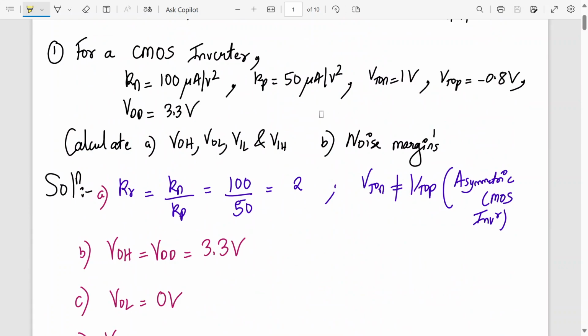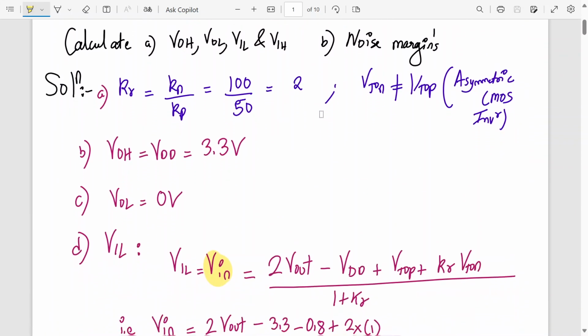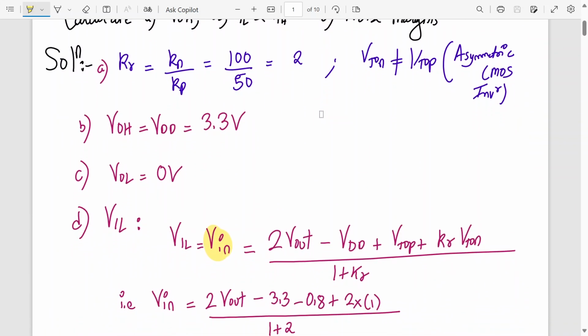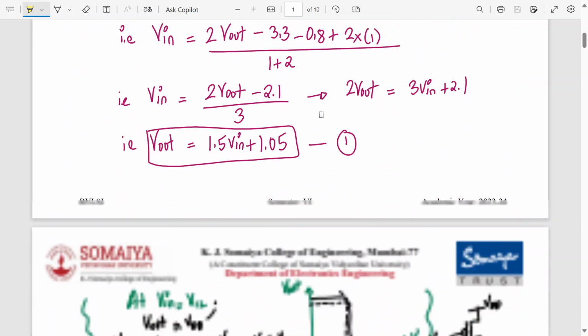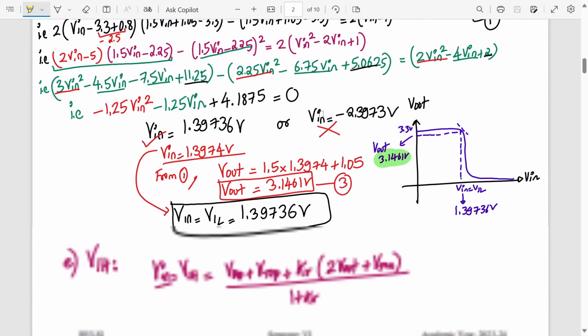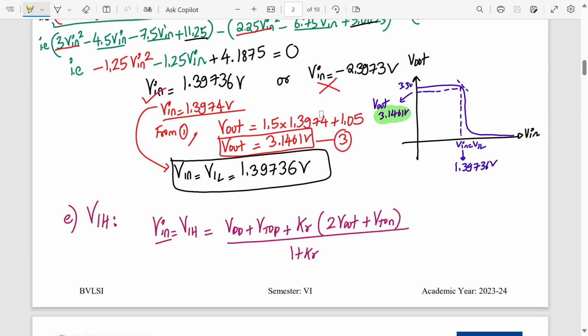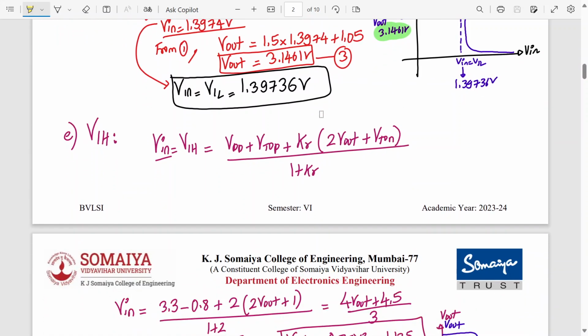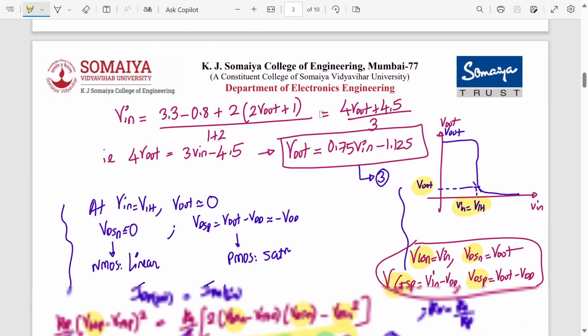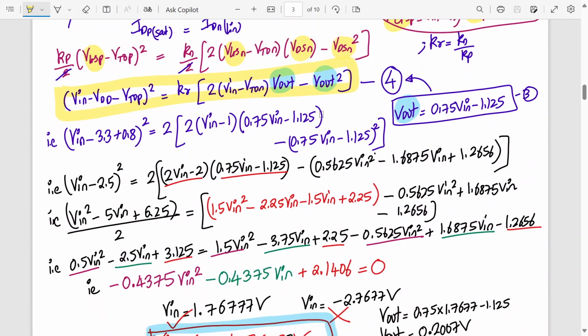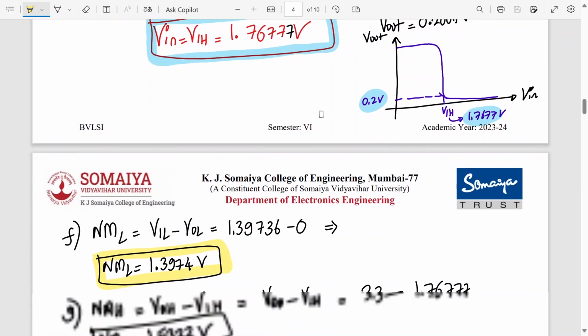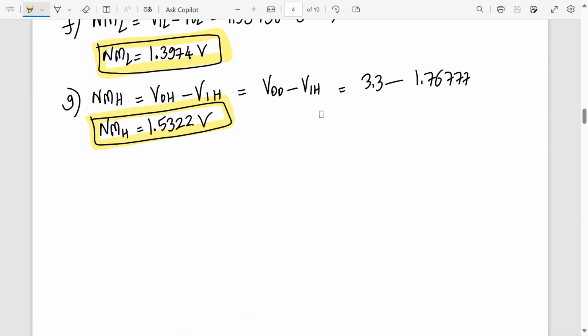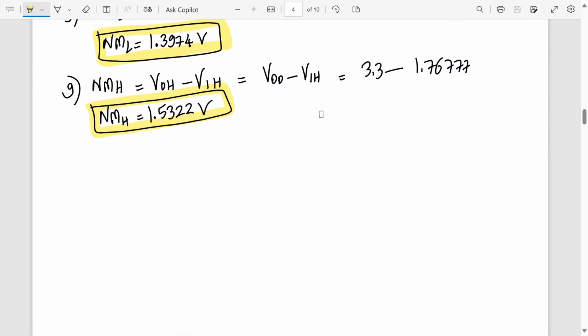So we started with this. We found out VOH, VOL directly. Then we found out VIL by this technique. It will take some time. CMOS inverter numericals will take some practice. VIH, we solved it using this technique. And finally we arrived at this step. Then noise margin levels. This comes normally for 10 marks. So numerical number 2.